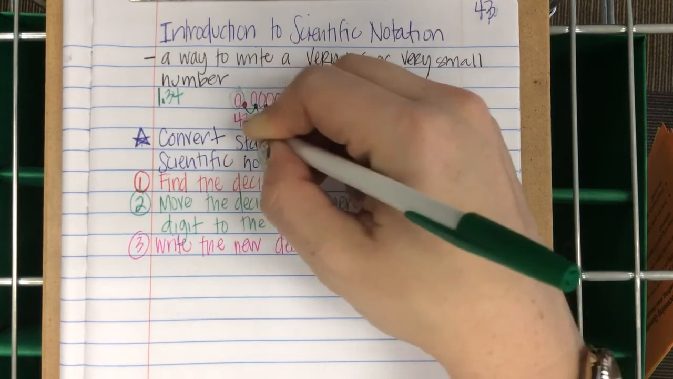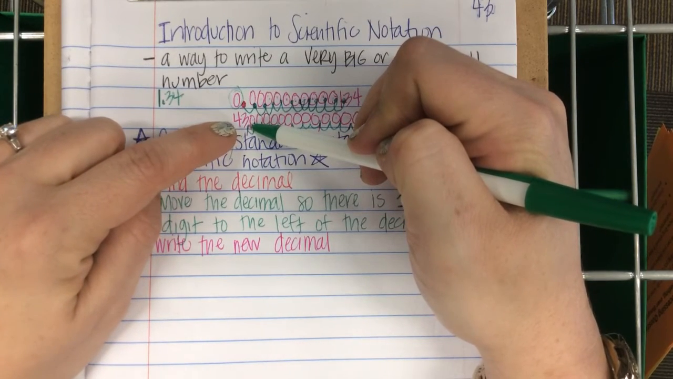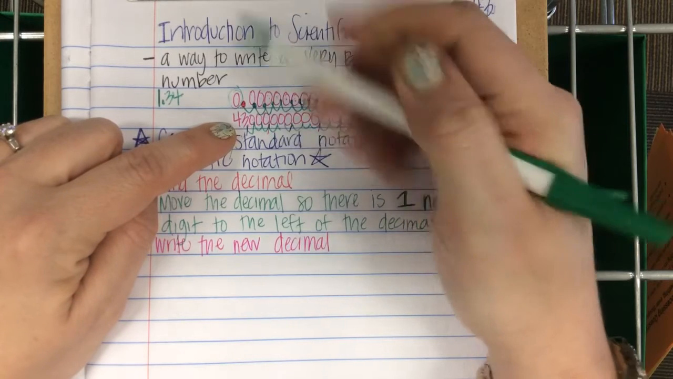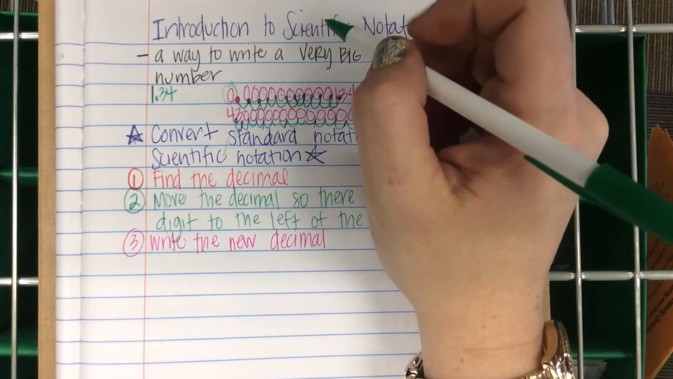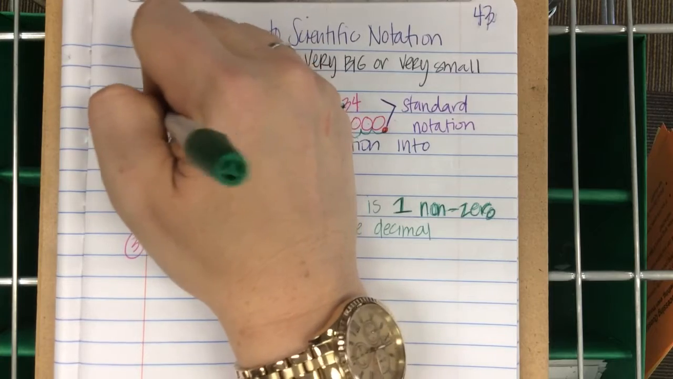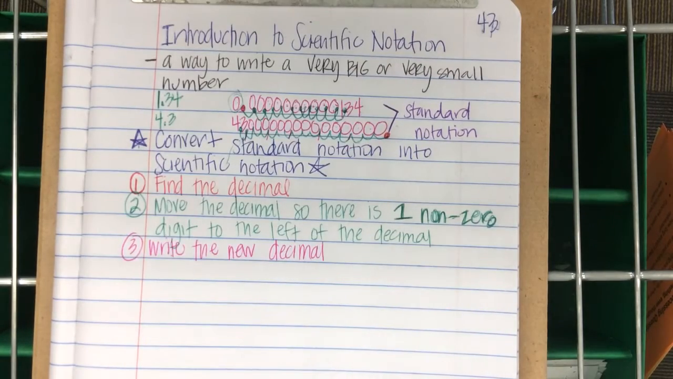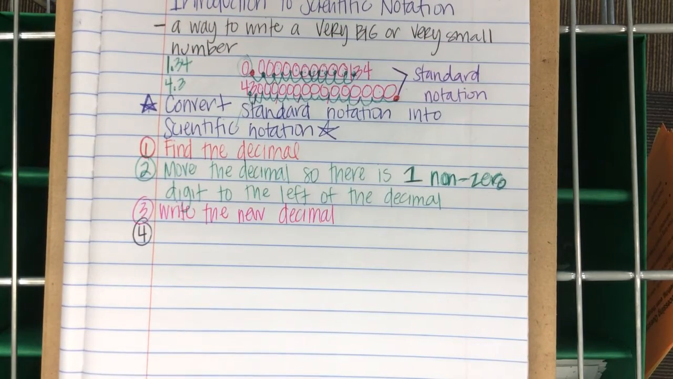Should I stop here? No, because it's 4, 3. There are 2 non-zero digits to the left. I move it again. So there's 4, and 1 non-zero digit to the left. So it's 4.3. So we have our new decimal. Easy.